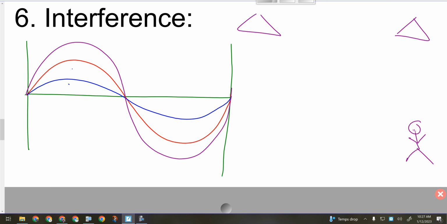And how do I know whether they're going to be interfering constructively or destructively? Because they're getting waves coming to them from two sources. If those waves are in phase, I'll get constructive interference. I'll hear a loud sound. If they're out of phase, I won't hear anything.